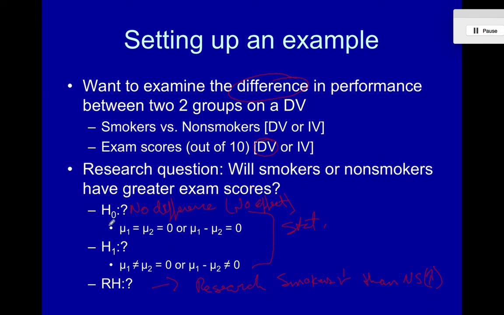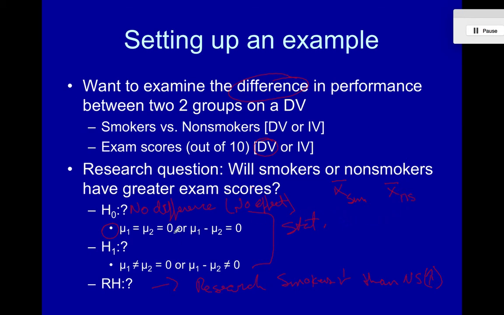Our null hypothesis is going to be symbolically represented like we have here. So remember that we have a sample average, right? So X bar or capital M. So we're going to have X bar for smokers. Okay, so that's my average for smokers. And then I'm also going to have my average for non-smokers. Okay, I'm going to have my two averages.